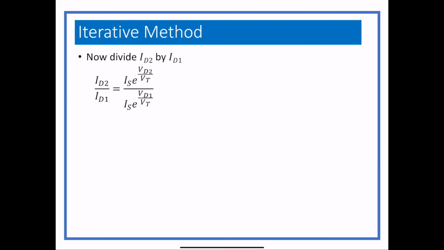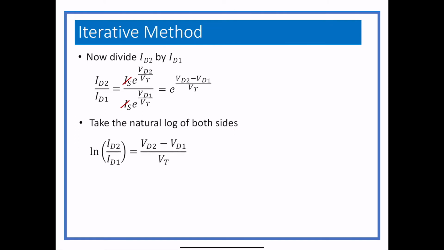So we're going to divide ID2 by ID1, and we get the equation on top and bottom. You'll notice that the saturation current appears both places, so we can actually eliminate that, and then we're going to combine the exponential functions and get one value of e to the VD2 minus VD1 over the thermal voltage. We're going to take the natural log of both sides, and when we do that, we get the natural log of ID2 over ID1 equals VD2 minus VD1 over the thermal voltage VT.